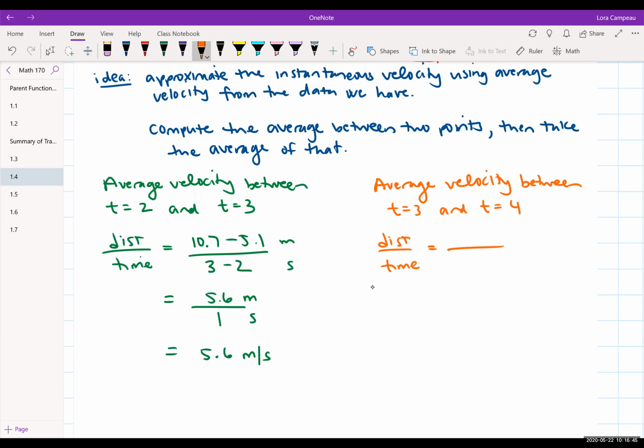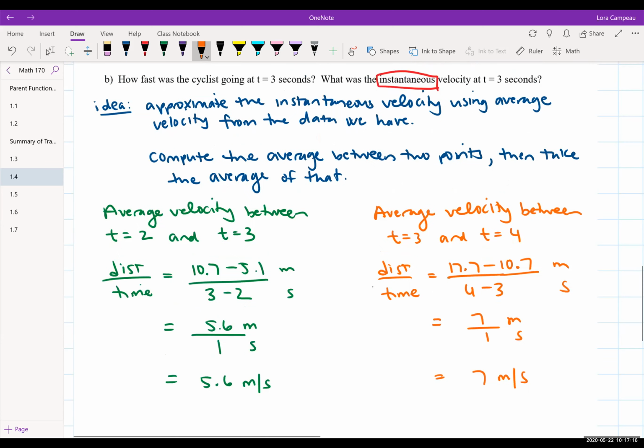And I'm going to use the distance for 4 seconds first. I have 17.7. Subtract off the distance at 3 seconds. And so then we have 4 minus 3 in the denominator. And again, we're at meters and seconds, just so that we're clear. So that's going to give me 7 over 1. And again, if we're really clear about our units, we should have 7 meters per second.